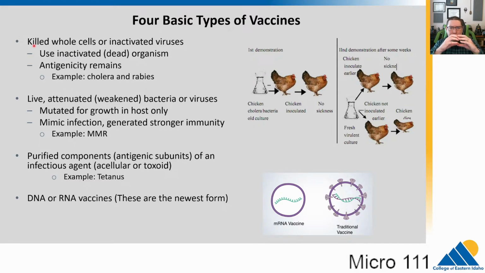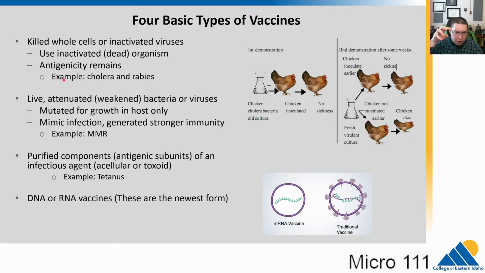Okay, so you have bacteria here, and you expose them to heat or radiation, and they die. They're no longer viable. You could still inject those bacteria into an individual. They will not reproduce, which is great because then they can't cause disease, but they still have the antigens on there, those proteins and things that cause an immune response. Our vaccines for cholera and rabies, which aren't super common, but they do exist, are examples of killed whole cell vaccines.